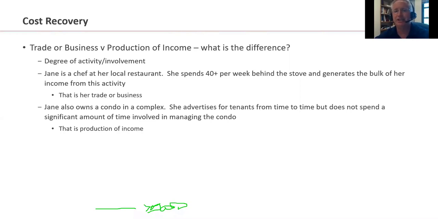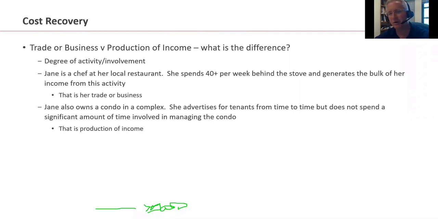So let's say Jane is a chef and she owns a restaurant. And anyone who knows anything about the food service business knows that the people that run those businesses spend their lives there. So yeah, she spends more than 40 hours a week at her restaurant, and she actually generates the bulk of her income from her restaurant activity. That means that's her trade or business.